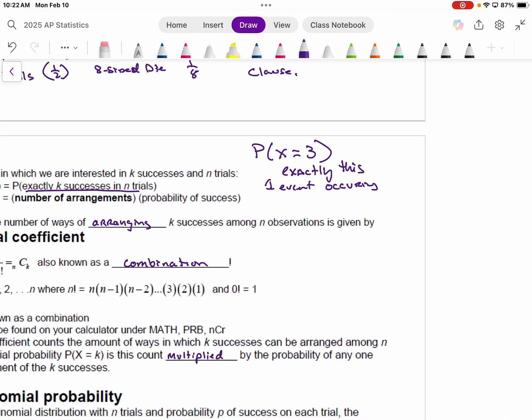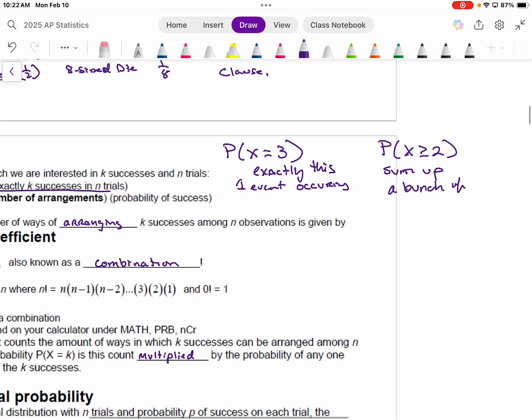The other thing we will see is if they give us statements with inequalities like more than, less than, at least, at most. And this is where we've got to sum up a bunch of exact probabilities.